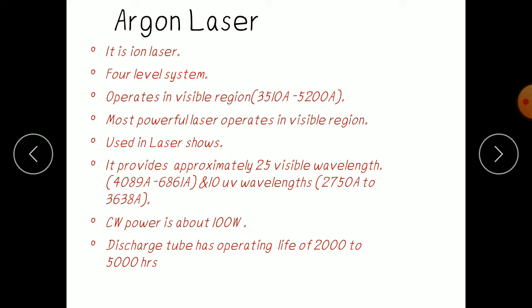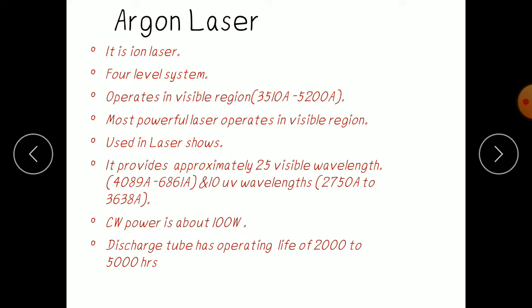It provides approximately 24 different visible wavelengths, ranging from 4089 angstrom to 6861 angstrom. This argon laser also emits 10 wavelengths in the ultraviolet region, ranging from 72750 angstrom to 3638 angstrom. So we can say it emits many wavelengths in the visible and ultraviolet regions.